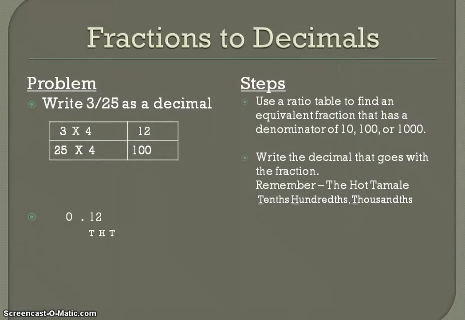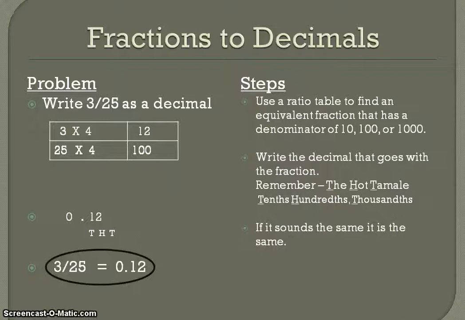And so remember, if the numbers sound the same, the fraction 12 hundredths sounds the same as the decimal 12 hundredths, then it is the same. So 3/25 equals 0.12, and circle your answer.